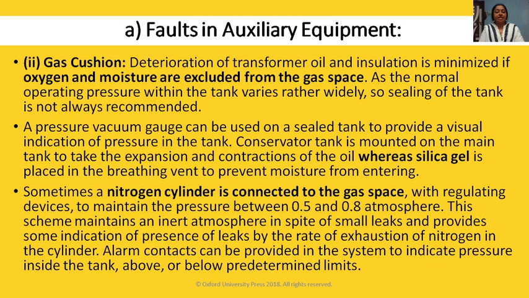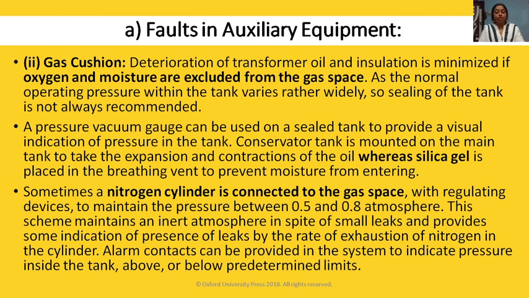Now second is gas cushion. Deterioration of transformer oil and insulation is minimized if oxygen and moisture are excluded from the gas space. As normal operating pressure within the tank varies rather widely, sealing of the tank is not always recommended. A pressure vacuum gauge can be used on a sealed tank, whereas also we are using silica gel.